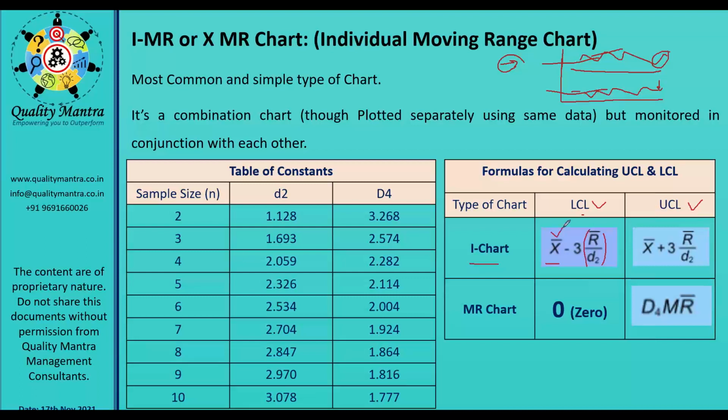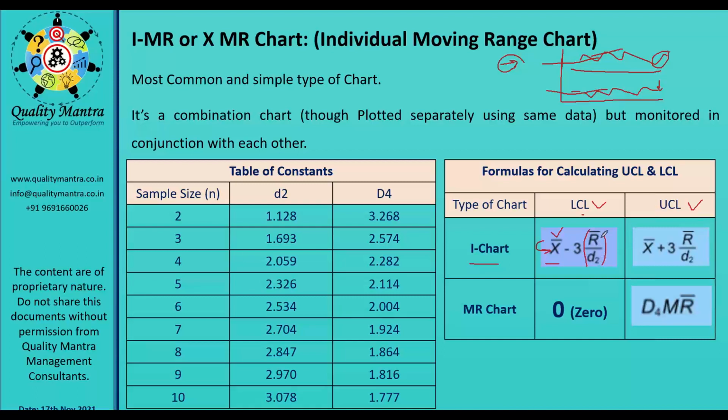X bar means average of the data. Wherever there is a bar, it means average. Average of what? Average of X. X means individual data. So X bar, the average of the data, from that you will subtract 3 into R bar by D2, that is 3 into standard deviation. What you will subtract is 3 into standard deviation. So this will be R bar by D2.